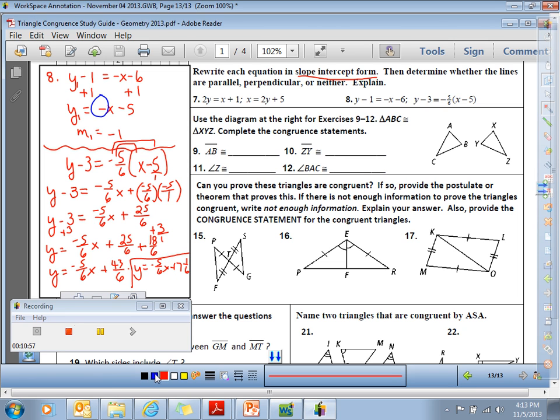But we know our slope of the line is negative 5 over 6, and this slope is negative 1. They are not the same. They're not negative reciprocals of each other. These lines are not perpendicular. They're not parallel. So that would be neither.